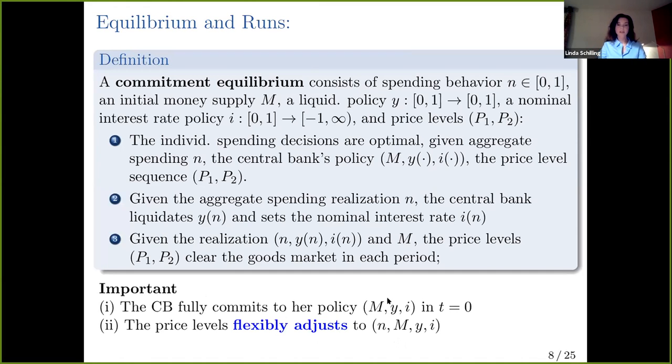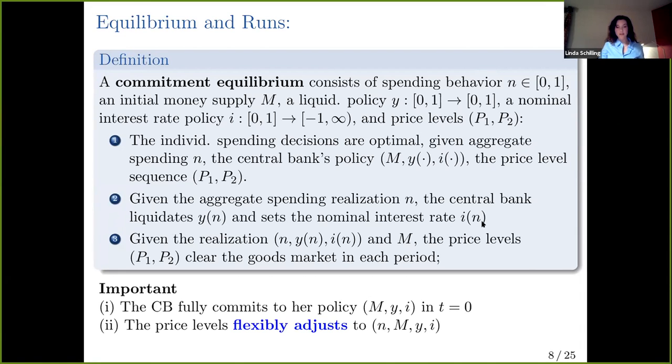Okay. So what's an equilibrium? We say a commitment equilibrium consists of aggregate spending behavior, a central bank policy, so supply M, liquidation policy y, and nominal interest rate i. The liquidation policy and nominal interest rate take as an argument the aggregate spending behavior of the agents, and price levels such that individual spending decisions are optimal given central bank policy and the price level.